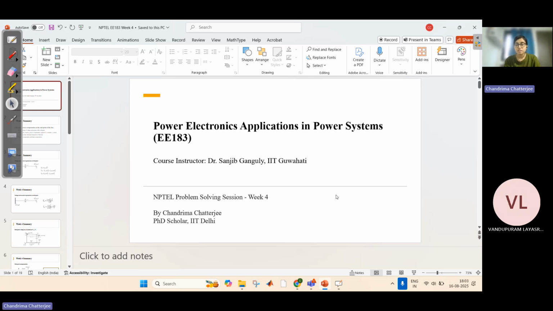Let's start today's discussion. Good evening. Today is the fourth week of the problem solving session of power electronics applications in power systems.